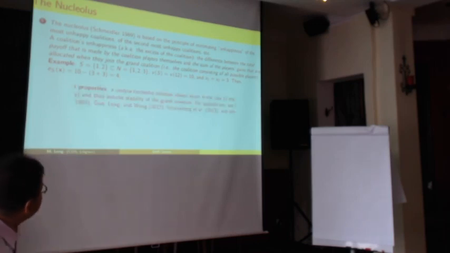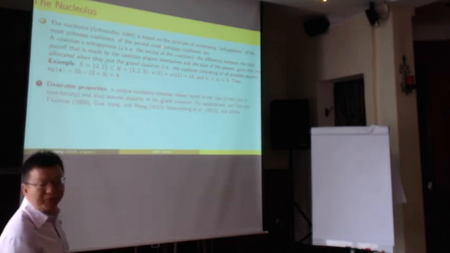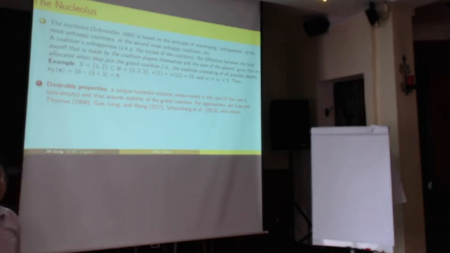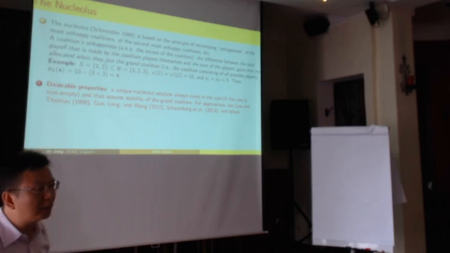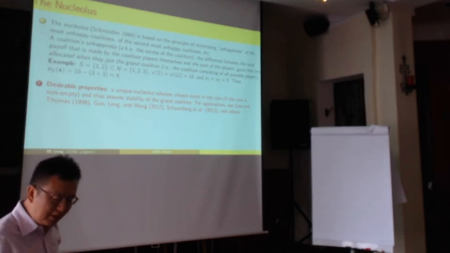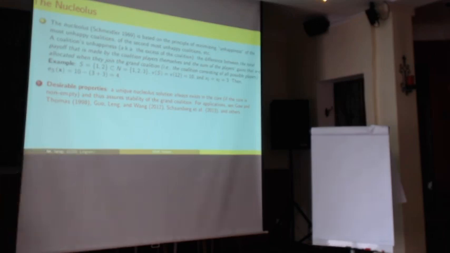Okay. Now, we have desirable properties with the nucleus. The nucleus always uniquely exists in the core, so this is a desirable property. We always want to get this result. And in some of my papers, I have already applied the nucleus concept to analyze some business problems. Okay, for example, this is my paper. Now, there is computational difficulty. It's not easy to do. You must numerically find a solution.